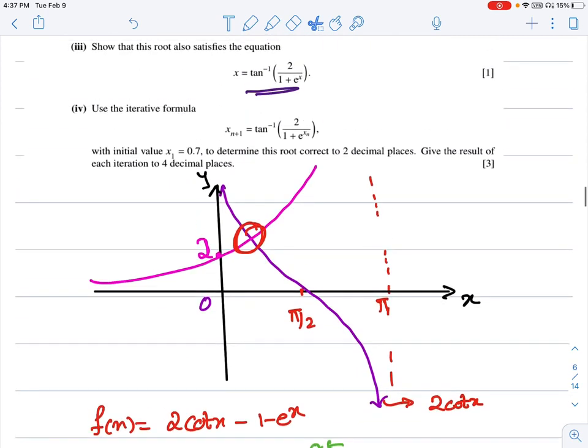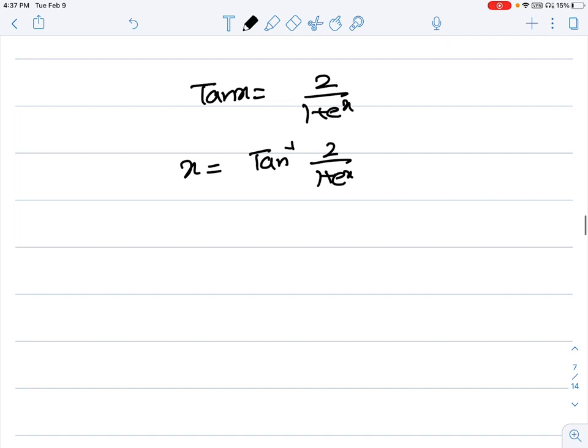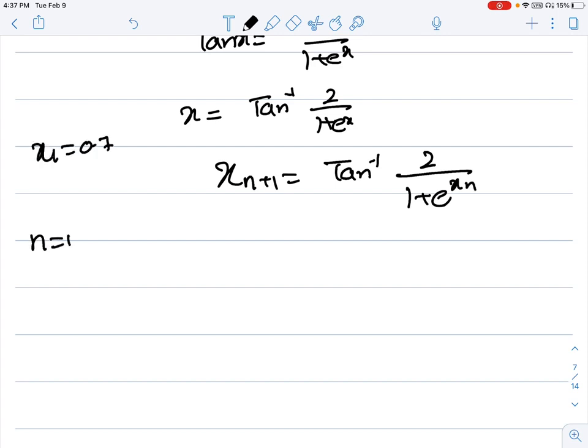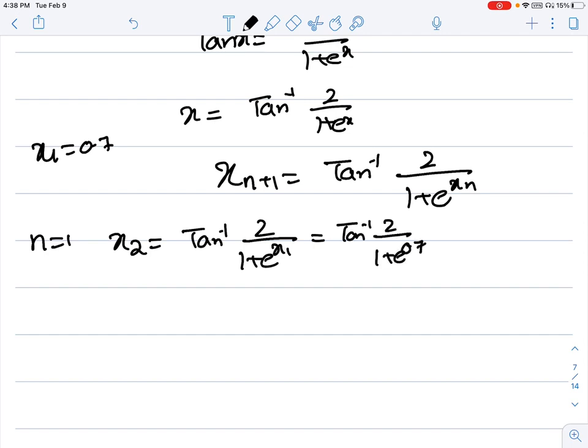Finally, he's asking initial value x1 equal to 0.7, 2 decimal places, each iteration in 4 decimal places. The iterative formula is xn plus 1 is equal to tan inverse 2 upon 1 plus e power xn. And it has been told that x1 is equal to 0.7, so n is equal to 1. So it becomes x2 is equal to tan inverse 2 upon 1 plus e power x1, which is tan inverse 2 upon 1 plus e power 0.7.